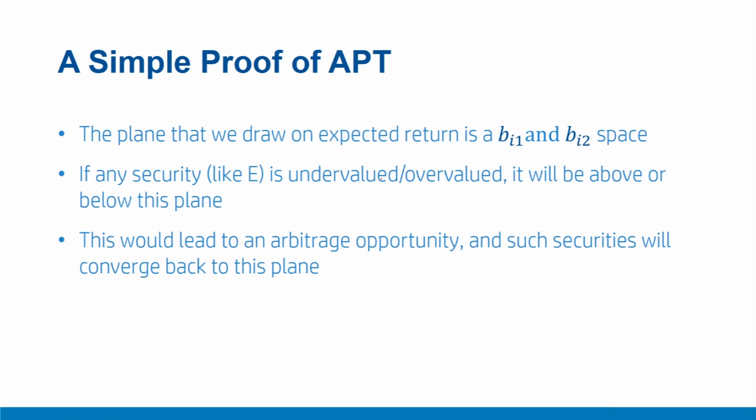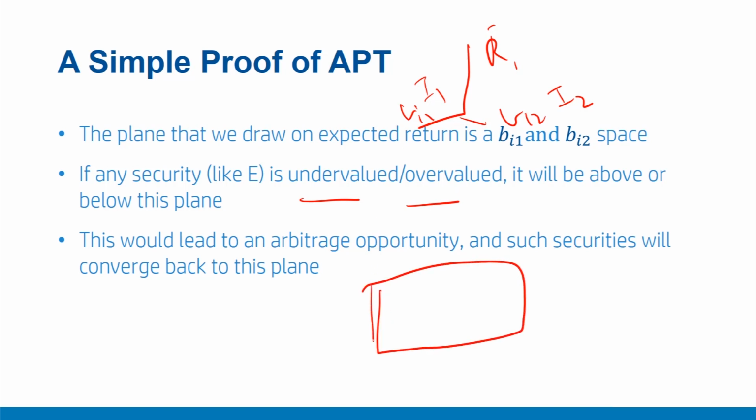This plane that we are discussing is made on three axes. Axis 1 is expected return Ri bar, axis 2 is BI1, which is the risk or sensitivity with respect to index I1, and axis 3 is BI2, which is the risk or sensitivity with respect to index I2. So any security, whether undervalued or overvalued, at equilibrium will be driven towards this equilibrium plane.